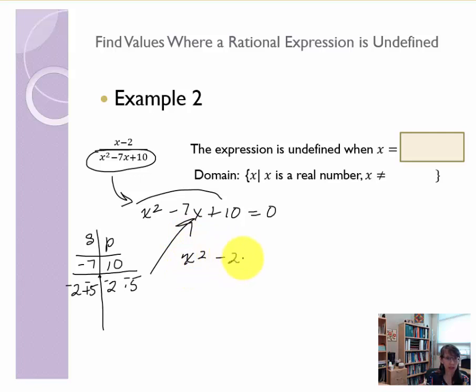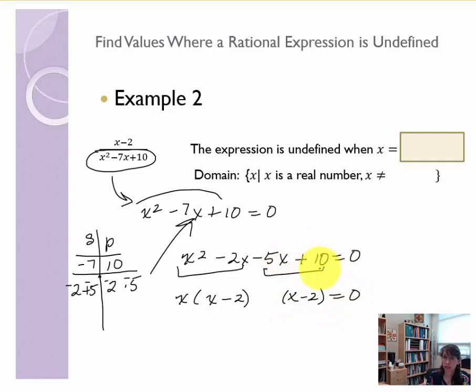x squared minus 2x minus 5x plus 10 equals 0. We have our 4 terms. We're ready for grouping. It looks like x is in common. That leaves x minus 2 for that other factor. That means x minus 2 needs to be the factor for the second group. To fill in the gap, we're trying to match negative 5x. So negative 5 times x will match, and negative 2 times 5 will match the 10.